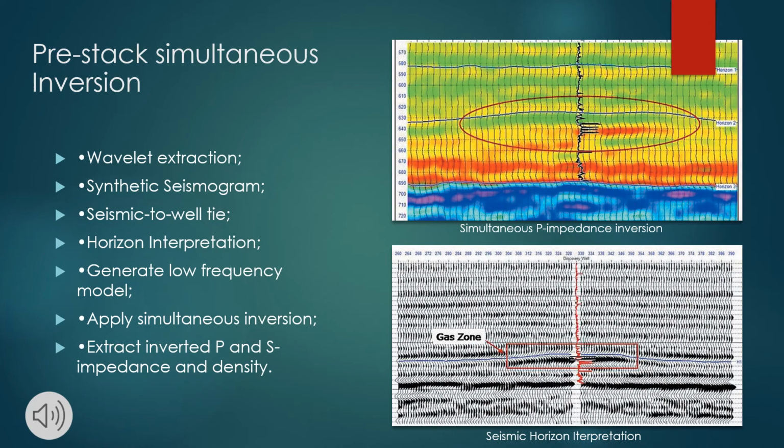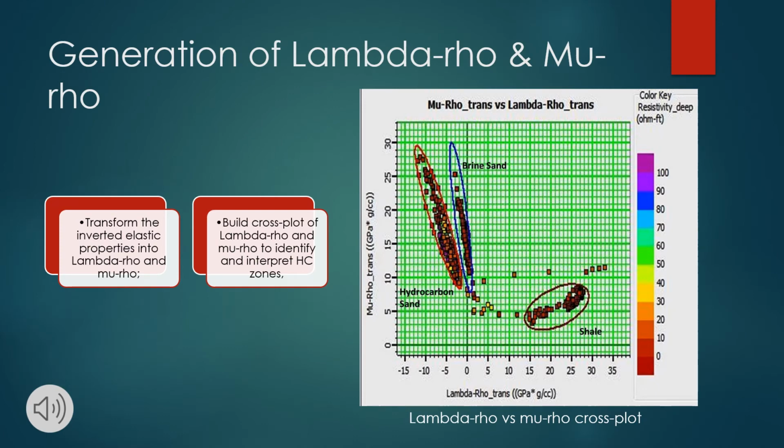We then apply the simultaneous inversion, in which we use the Aki-Richards equation to generate a synthetic trace using convolution. And then we extract the P impedance, S impedance, and density. We then conduct a quality check by cross-plotting and comparing the results with well data. The last step is to generate the Lambda-Rho and Mu-Rho, and we do this by transforming the inverted elastic properties into Lambda-Rho and Mu-Rho, and then we build the cross plot of Lambda-Rho and Mu-Rho to identify and interpret the potential hydrocarbon zones.